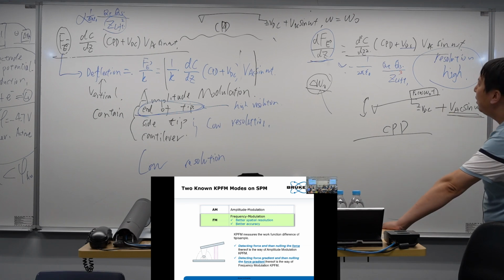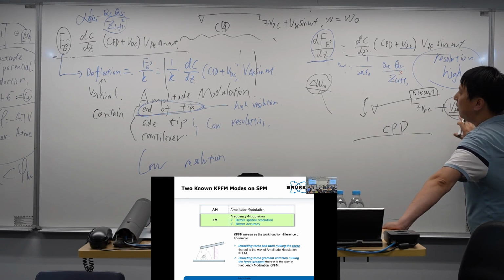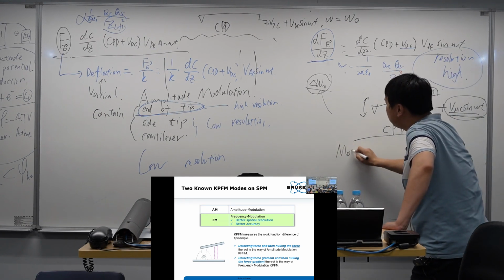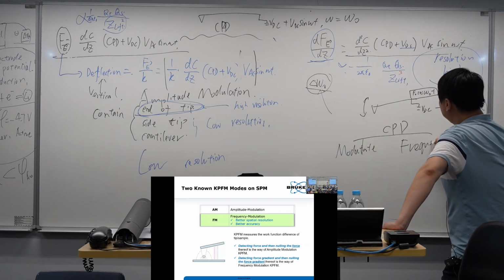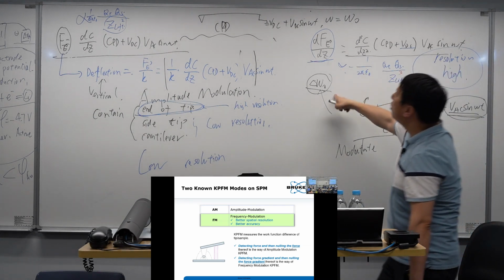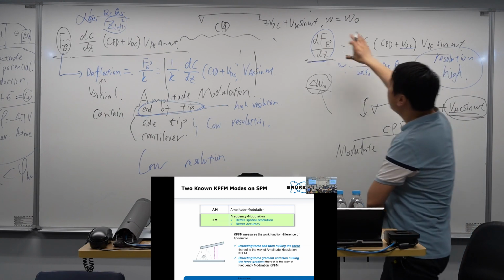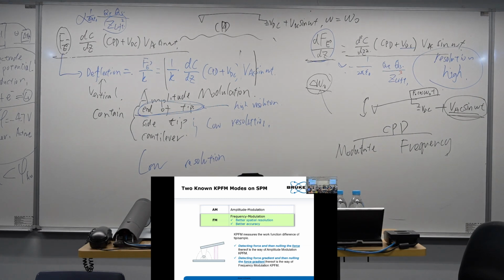Okay, so the idea here is our VAC, or our electric field, is used to modulate the frequency. After we modulate the frequency, we detect the frequency shift. We know the force gradient, and the force gradient will be more localized on the end of the tip. So we increase the resolution. So that's the idea of the KPFM, to increase the resolution.